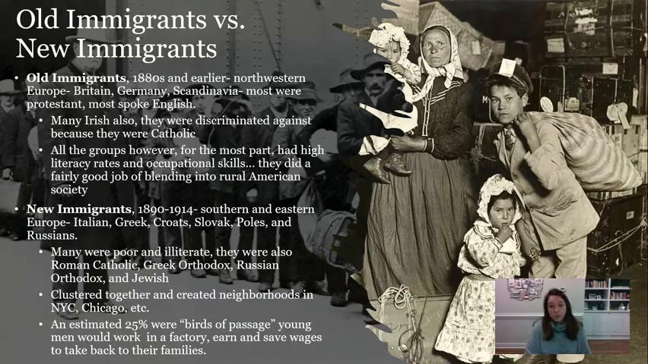Especially socioeconomically. So what we've learned about before is in the early 1800s and mid 1800s, basically anyone before 1880, these are considered old immigrants. So this is the old immigrant group. They're mostly from Northwestern Europe. They're from Britain, Germany, Scandinavia. So that's Finland and Sweden, Denmark. Most are Protestant and most spoke English, or they were willing to learn English. Most of them were willing to assimilate.